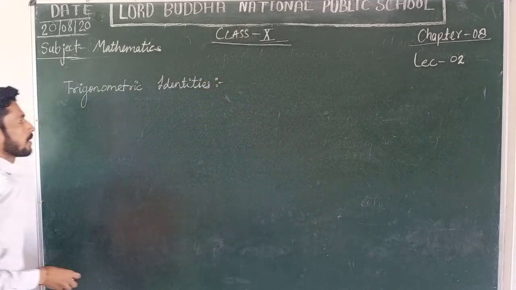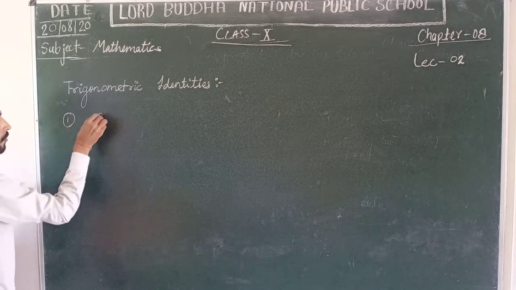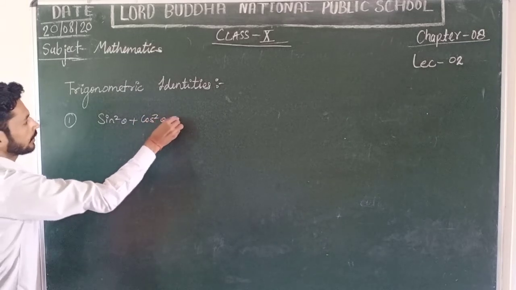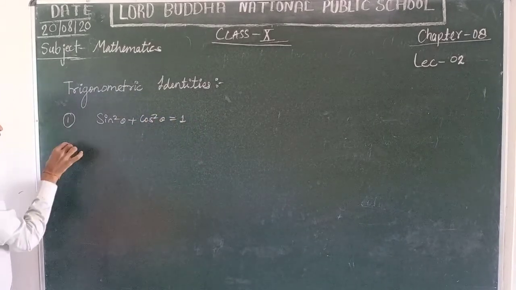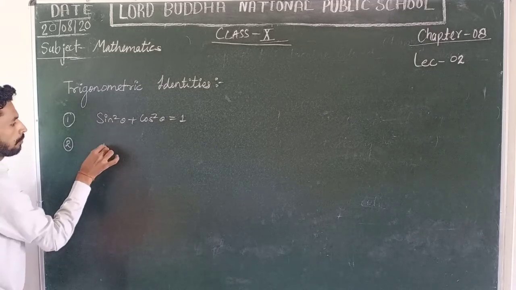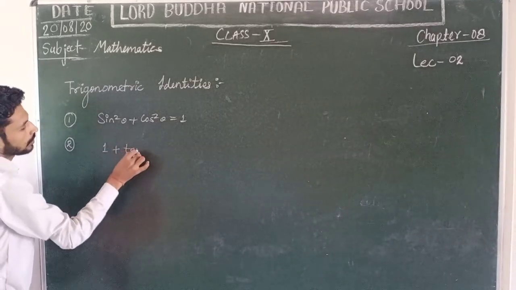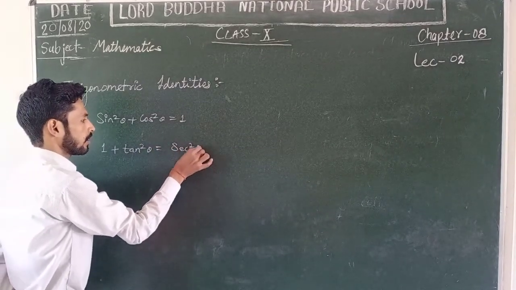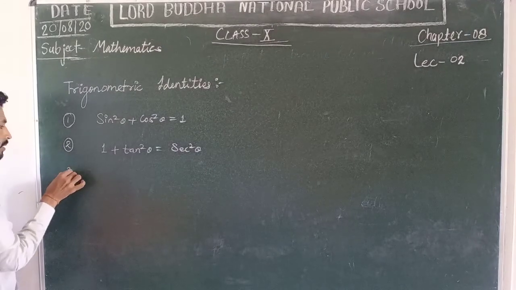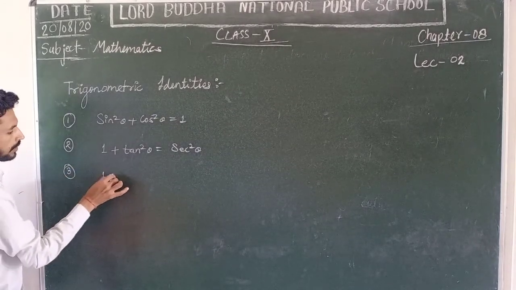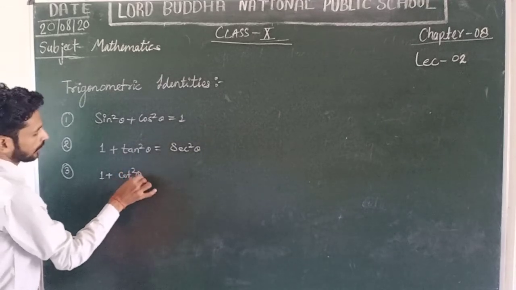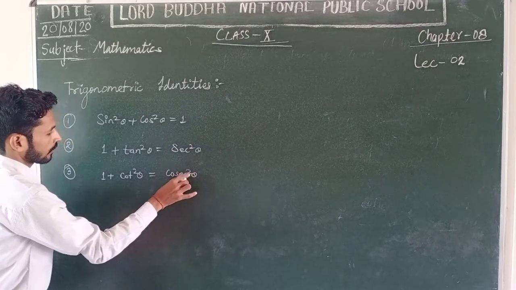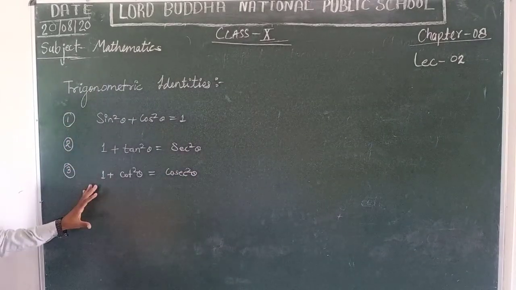In this topic, there are three trigonometric identities. First one is sin square theta plus cos square theta, that is equal to 1. Second one is 1 plus tan square theta, that is equal to sec square theta. And next and last, 1 plus cot square theta, that is equal to cosec square theta. There are only three trigonometric identities.